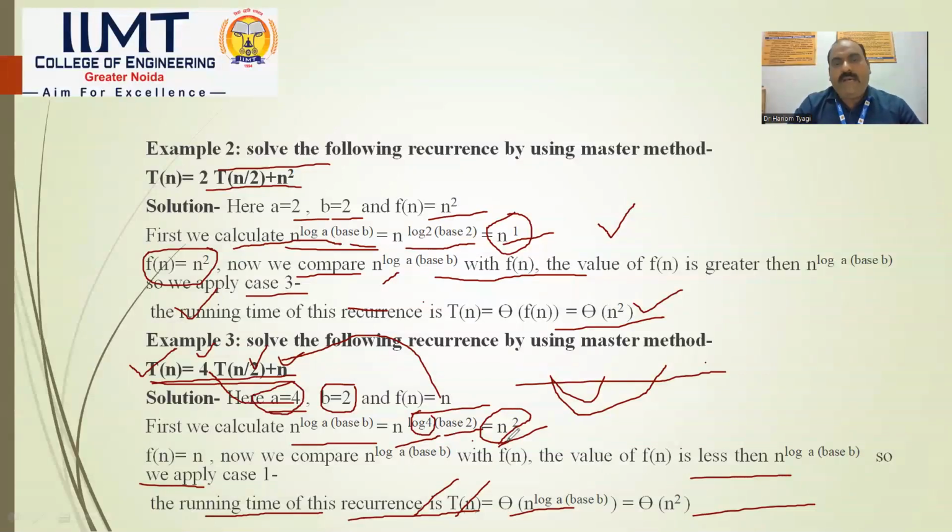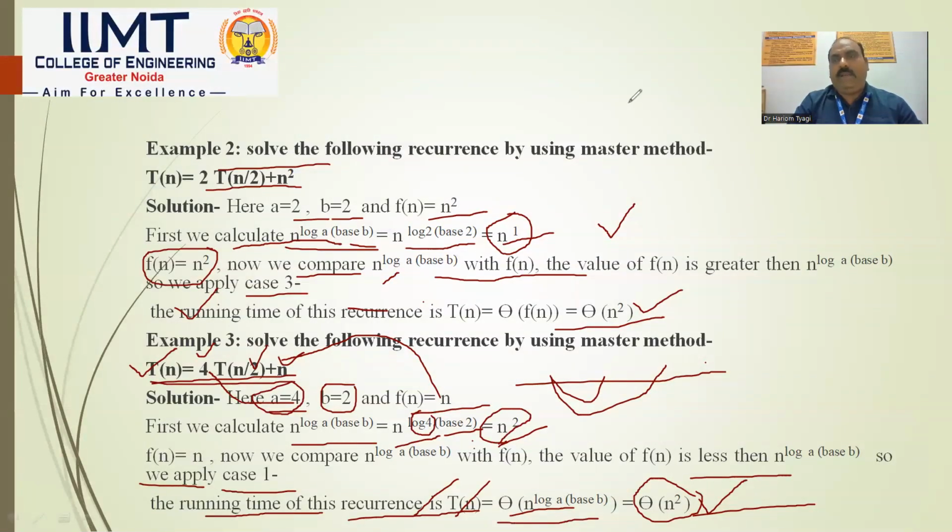Now we compare n to the power log a on base b with f(n). The value of f(n) is less than n to the power log a on base b, meaning here n to the power log a on base b is greater than f(n). Then apply the case. What is the case? The first case. It has the running time theta of n to the power log a on base b. And what is this value? The solution of this recurrence, the time complexity of this recurrence, is.